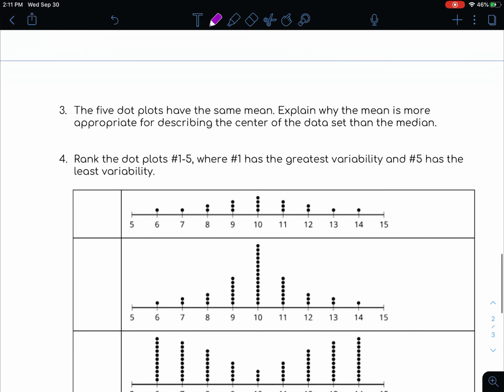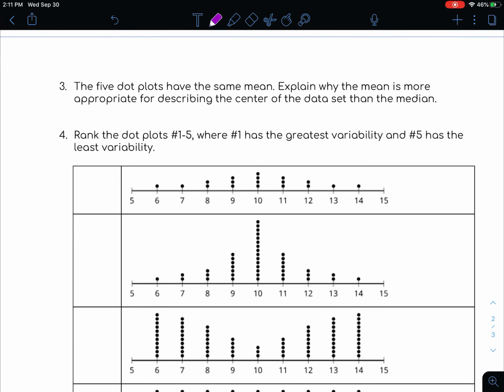All right, we're going to finish up here with a kind of similar question with the dot plots down here in number 3, all right? So the 5 dot plots have the same mean. Explain why the mean is more appropriate for describing the center of the data set than the median. Okay, so kind of on the first page we said we could use the mean or median. So generally when distributions are symmetric and there's no clear outliers, the mean is probably the best one to use. All right, so we're going to swing towards that vote a little bit more.